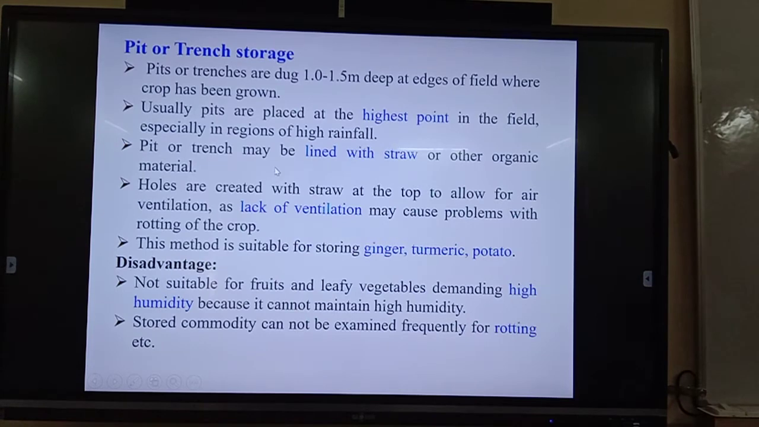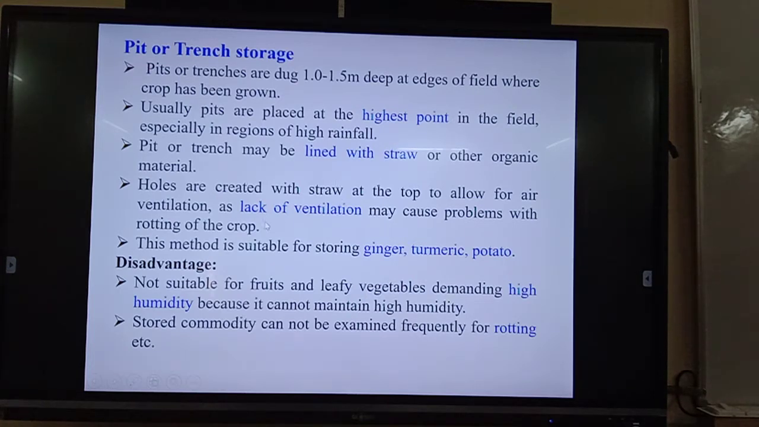Another thing is that such pits or trenches we should line with straw or any organic material. Another thing is that when we are filling our produce in such pits or trenches, there may be chances of more heat due to respiration activity.